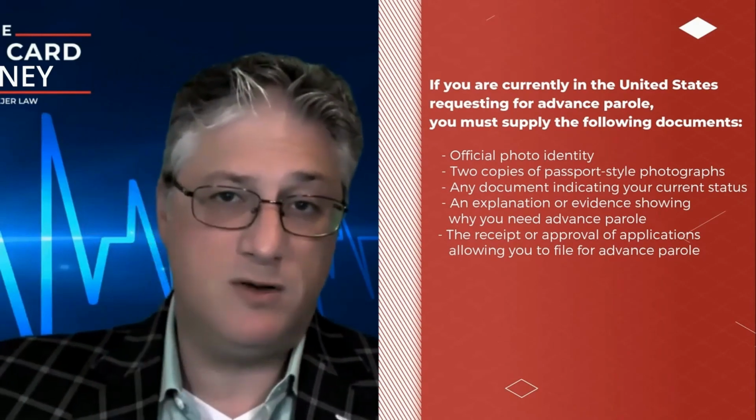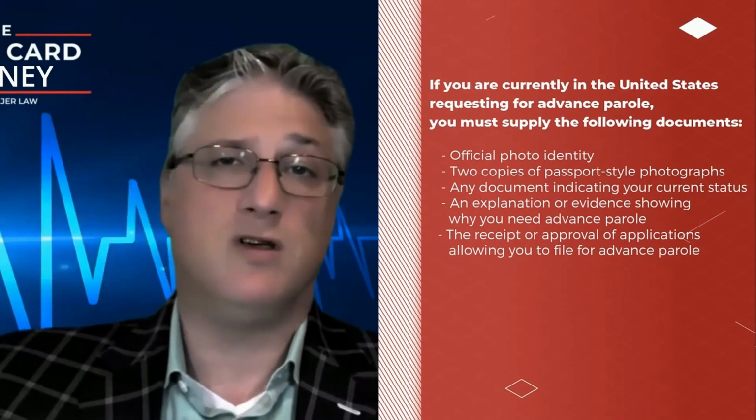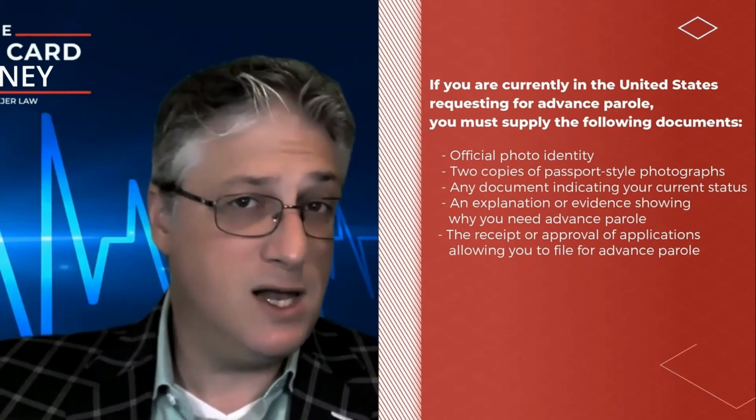An explanation or evidence showing why you need advanced parole. Again, we talked about educational reason, employment reason, humanitarian reason, or significant public interest, but it has to be one of those, and you've got to prove it. The receipt or approval of any applications allowing you to file for advanced parole. So you applied for DACA, you've got to show the approval document. Or you're filing for an adjustment of status, you have the receipt, but it hasn't been adjudicated yet.